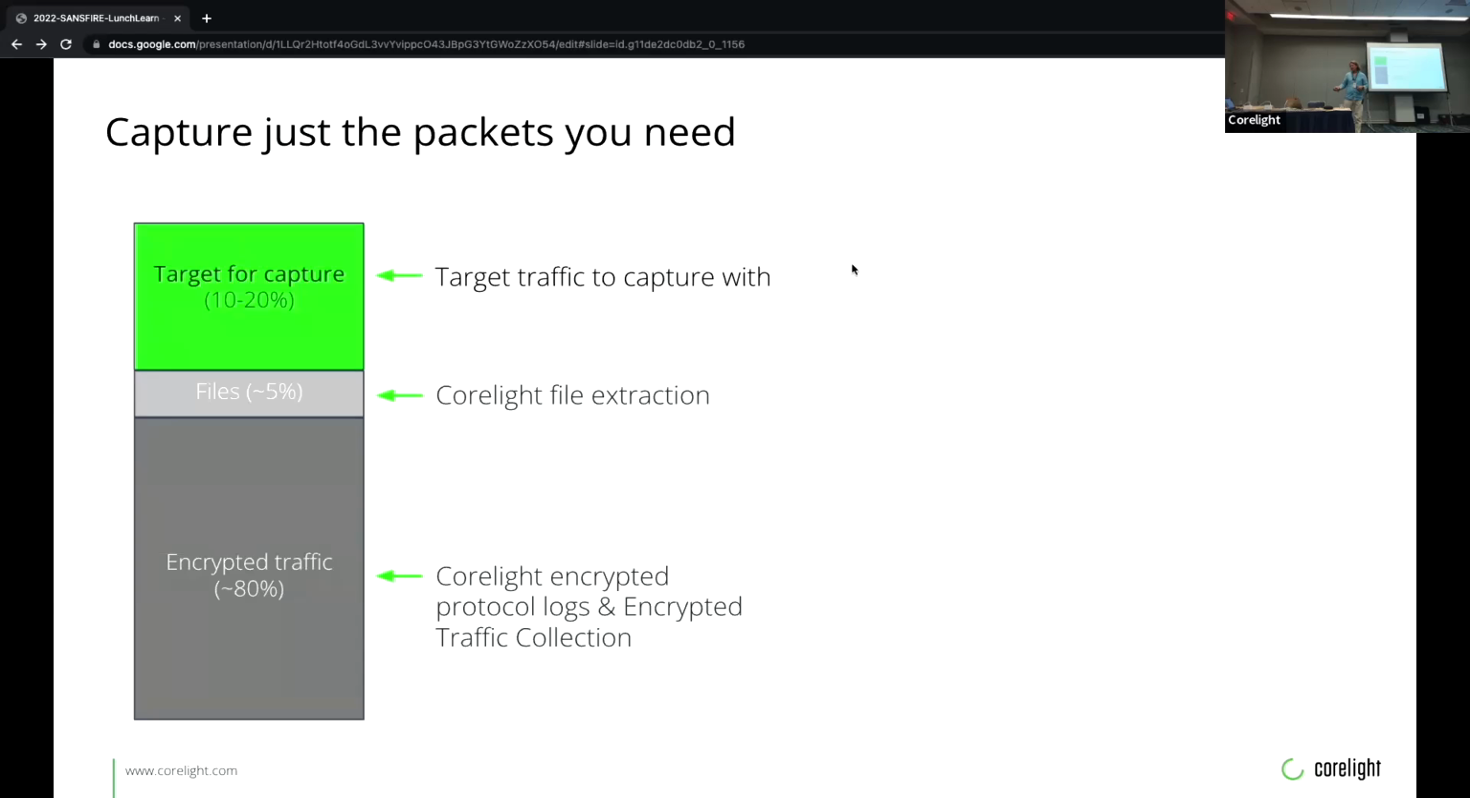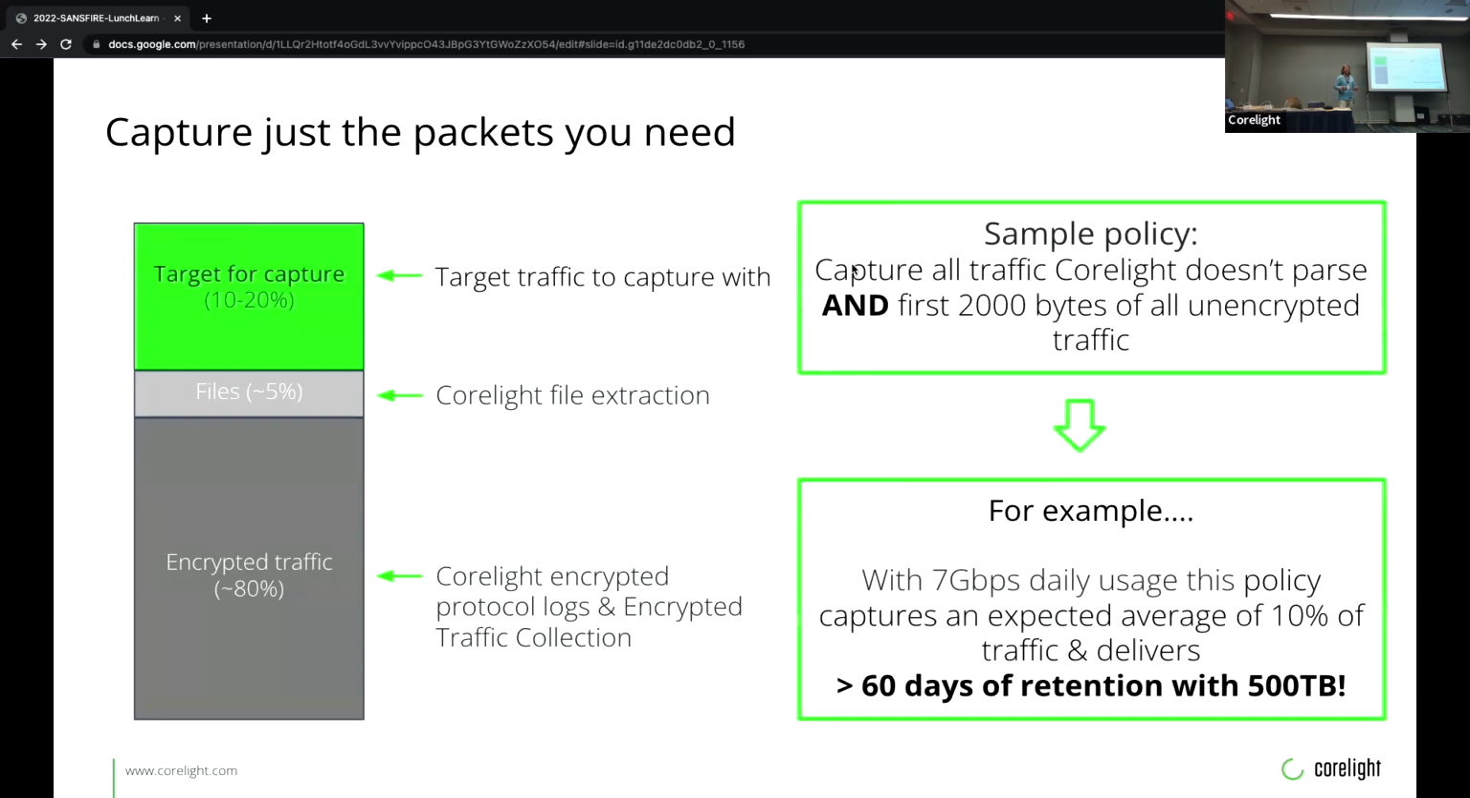But how do you know? You don't need all of that, because we have very detailed protocol logs. What if we had a policy that said, capture everything that Corelight doesn't parse and the first 2,000 bytes of your traffic? By doing this, if something is unknown, we want to know about it on our network so we can figure out: is it a mistake? Is it something we can do, as a vendor, to do better? Or maybe it's a custom protocol in your OT environment that you can develop using Spicy. Give me the first 2,000 bytes.